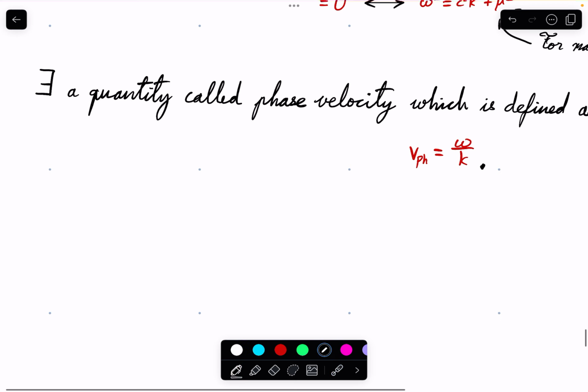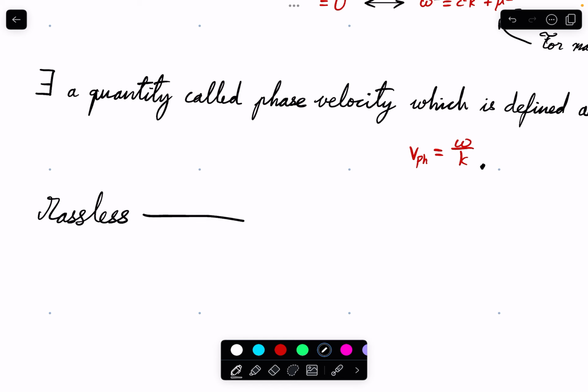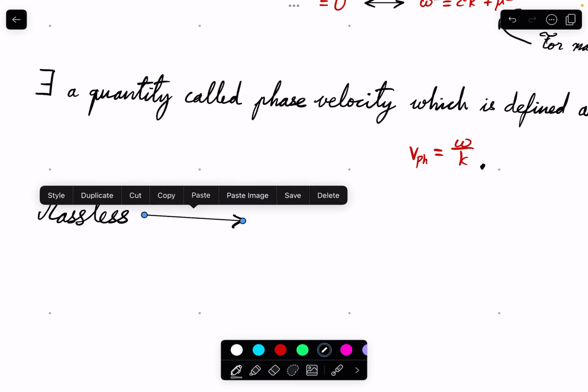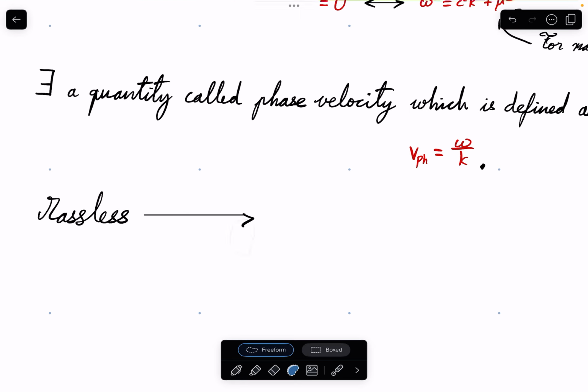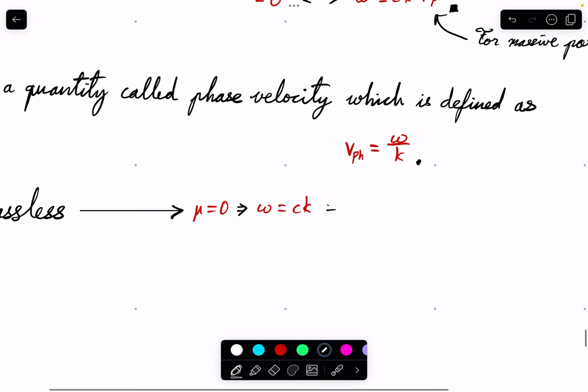And indeed, in the massless case, you have that mu equals 0, which implies that omega is equal to ck, which implies that the phase velocity equals c, which means that the particles are traveling at light speed.